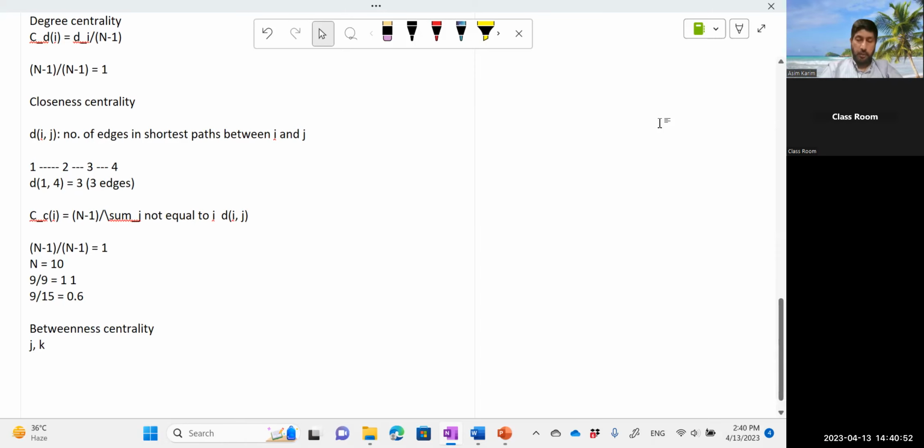For the quantification, let's define P_JK as the number of paths from J to K that pass through I. Remember, there could be multiple paths and there could be multiple shortest paths. Let's say the shortest path distance is 3, then maybe 2-3 of the paths pass through I, so that is the number P_JK. Okay?